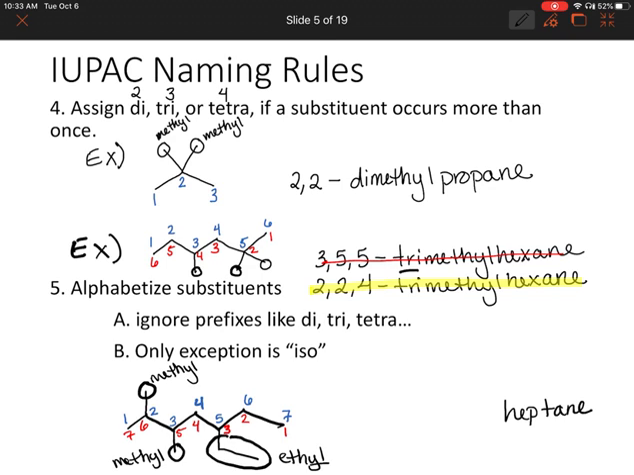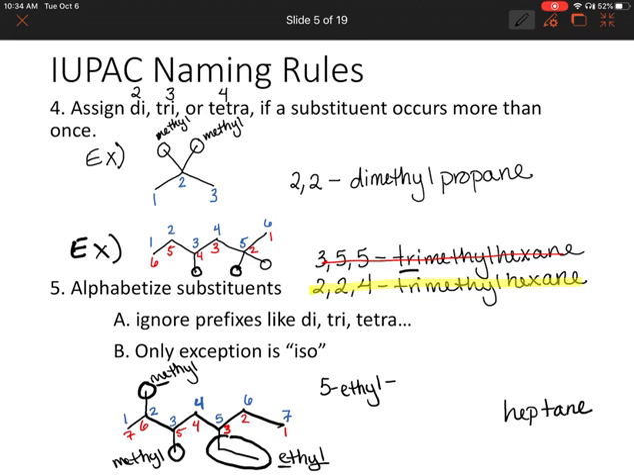So the first thing we need to do is figure out how to alphabetize these substituents. So methyl starts with M, ethyl starts with E, so which one should go first? Ethyl, right? Okay, so let's use the blue numbering scheme first. So this would be 5-ethyl, and then we're going to put another dash and list the methyl group second.